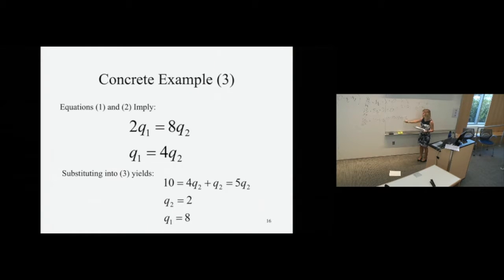And we want to substitute into 3. So, Q1 and Q2 are not equal to each other. We can substitute this into 3 to get 10 is equal to Q1, 4Q2, plus Q2, that's just 5Q2. 10 divided by 5 is 2. So, Q2, firm 2, is going to abate 2 units of pollution. And if we plug that back in, that means firm 1 will abate 8.